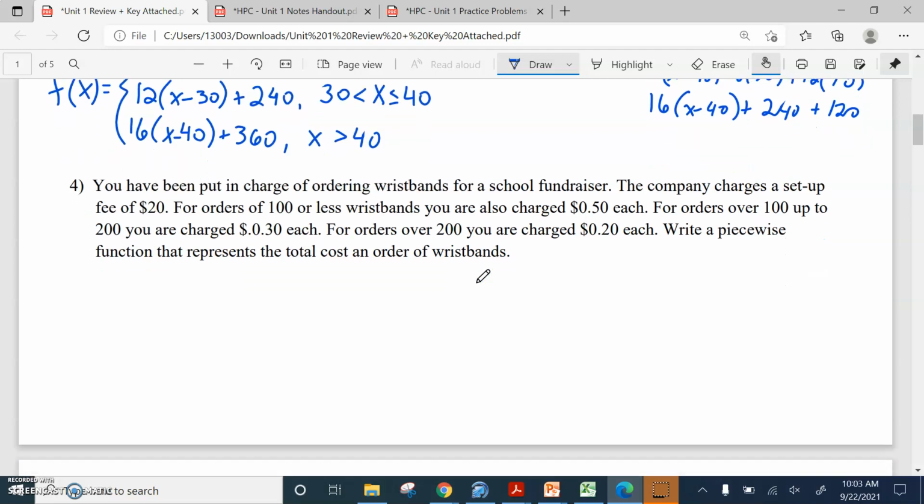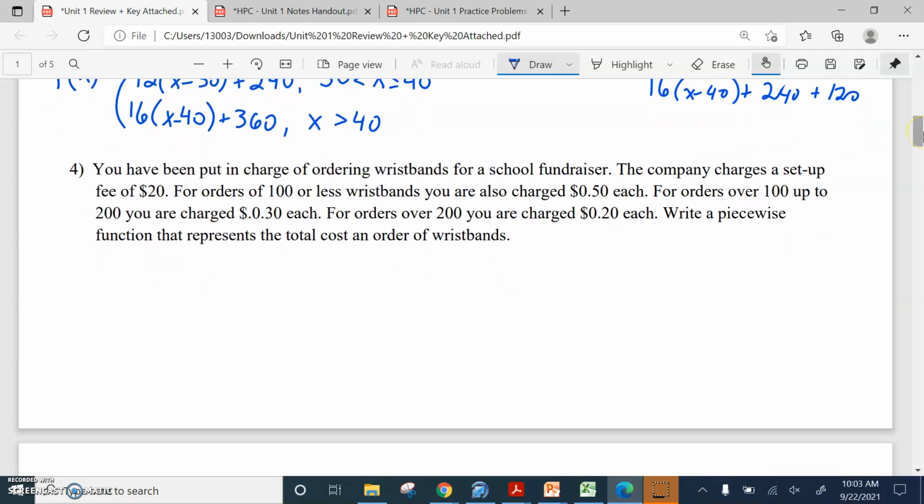Question 4. Let's roll this one down. You've been put in charge of ordering wristbands for a fundraiser. The company charges a setup fee of $20. So that's going to be one of those constants. You start your equation. So no matter what, there's always going to be a $20 setup fee, right? So we're going to start with just $20. We know the equation starts with $20.